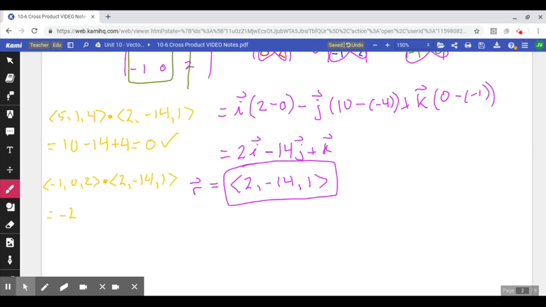Those are multiplying your x components together. Your y components, 0 times -14 is 0. And now your z components, 2 times 1 is 2. And if we do -2 plus 0 plus 2, we get 0 as our dot product, which means that those two vectors are perpendicular.